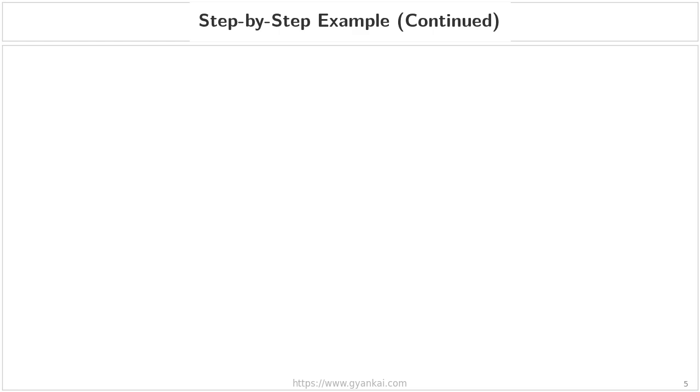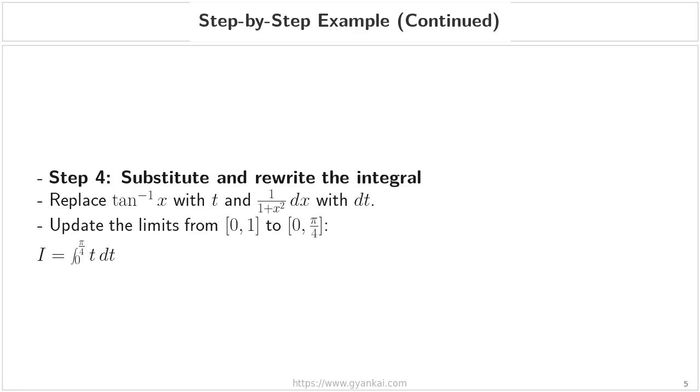Step-by-step example, continued. Now step 4, substitute and rewrite the integral. This is where we actually make the change. We previously defined t as the tan inverse of x, so everywhere we see tan inverse of x in the integral, we replace it with t. Also, we found that dt is equal to 1 over 1 plus x squared dx. This means we can replace 1 over 1 plus x squared dx with simply dt.